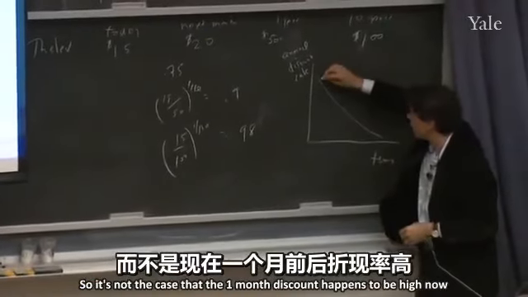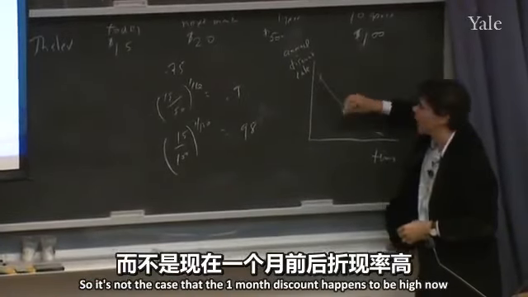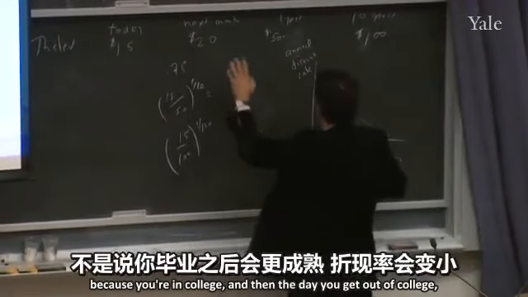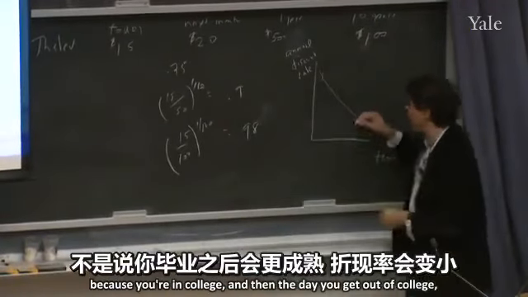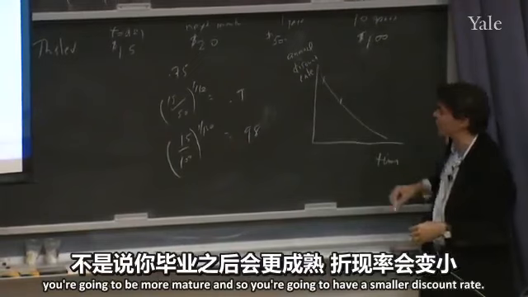So it's not the case that the 1 month discount happens to be high now because you're in college, and then the day you get out of college, you're going to be more mature, and so you're going to have a smaller discount rate.